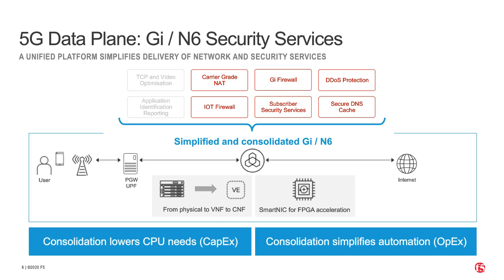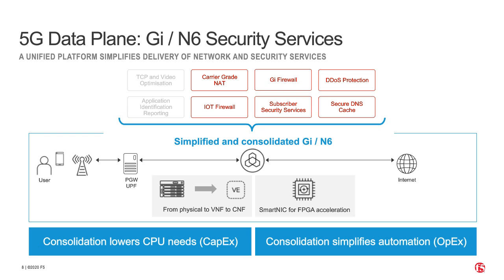And as you can see from a functionality perspective, a lot of the functions are actually very much focused on security. Gi firewall, CG-NAT is obviously a necessity for most service providers. But we started to see that more and more service providers are adding more sophisticated DDoS protection capabilities to the Gi firewall to get a next level of protection.